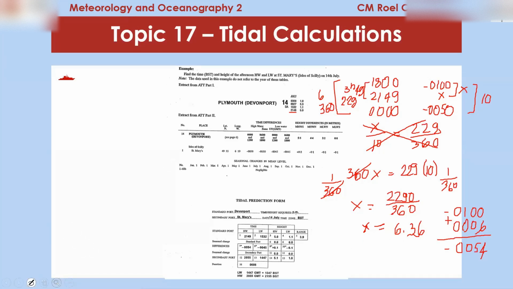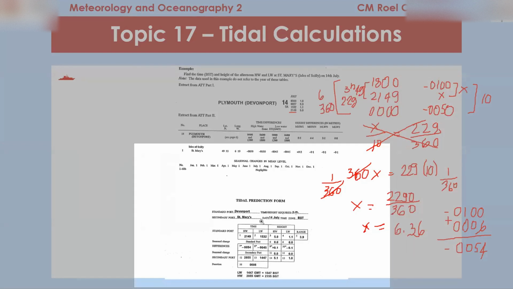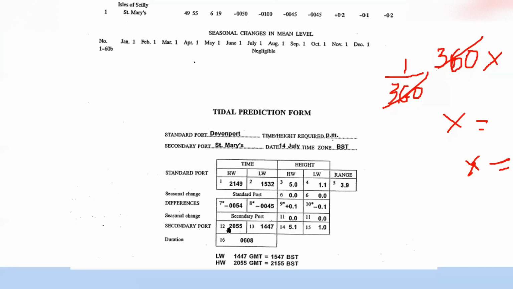Okay, so let's try to check. Palakihin ko ito para makita nyo maigi. Okay. So, we have the same result. Nakita nyo? Minus 0054. And then for the low water, you will do the same. Interpolate. Pero, you must observe first before you interpolate.